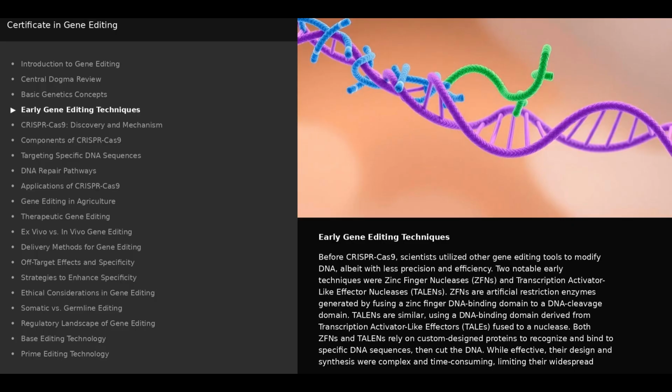Both ZFNs and TALENs rely on custom-designed proteins to recognize and bind to specific DNA sequences, then cut the DNA. While effective, their design and synthesis were complex and time-consuming, limiting their widespread application. These early methods laid crucial groundwork for the development of more advanced gene editing platforms. They demonstrated the feasibility of targeted DNA modification, paving the way for future innovations.